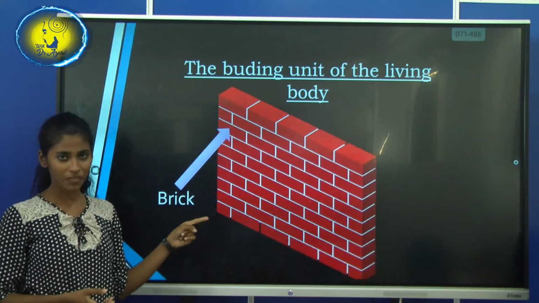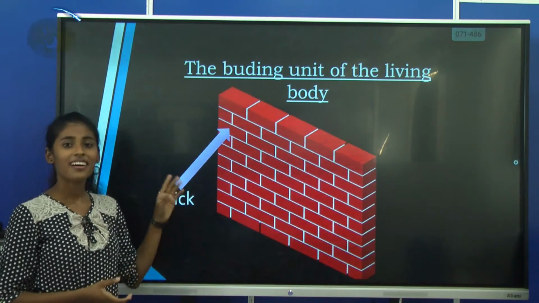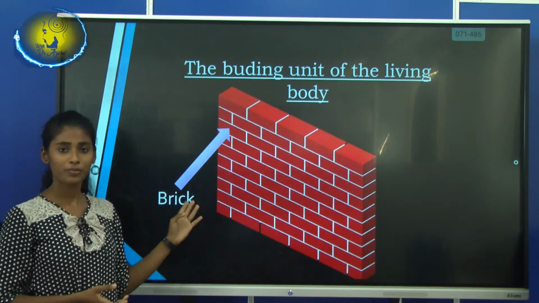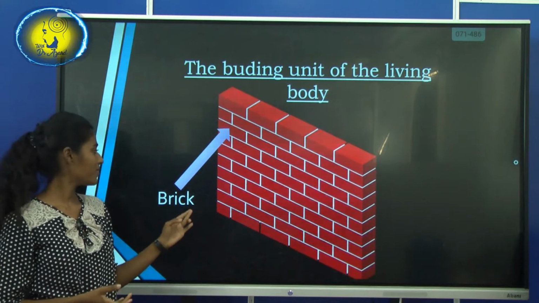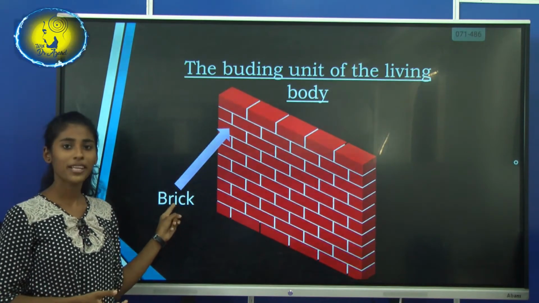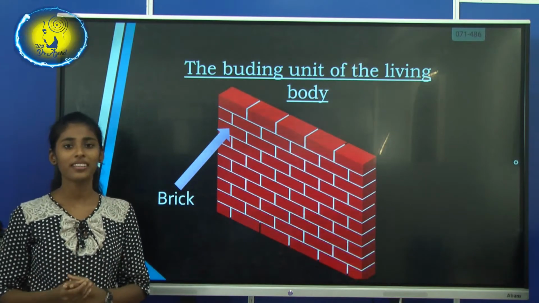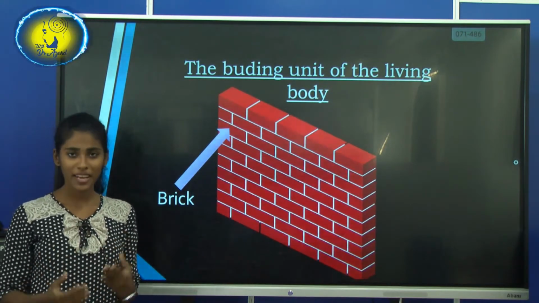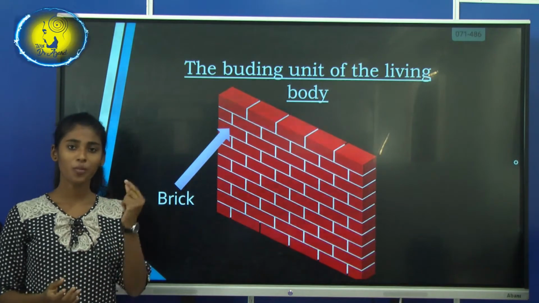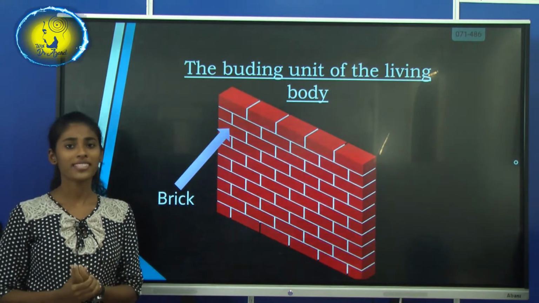Can you see a brick wall here? Yes. What is the building unit of this brick wall? Bricks are the building units of this brick wall. So, in the same manner, humans, plants and other animals are made up of small building units called cells.